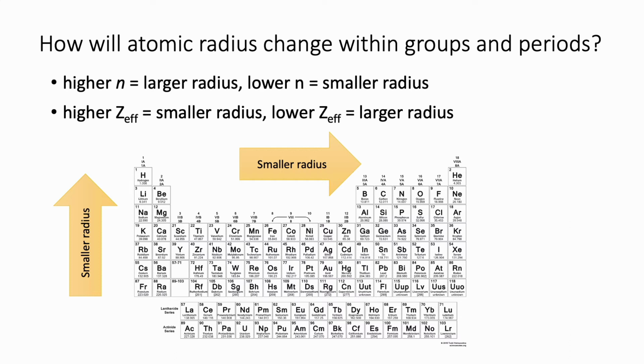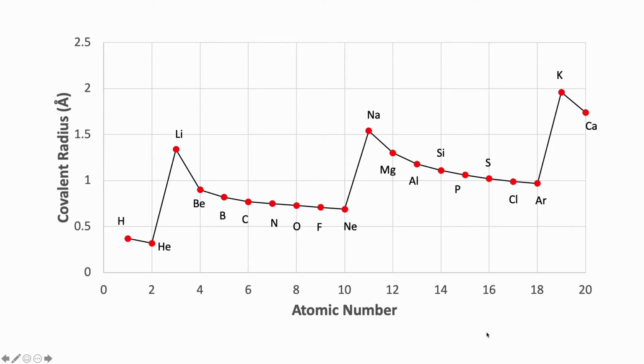So the radius is actually going to decrease as you go this way across the periodic table. So let's look at some actual atomic radii. On this graph, atomic number is on the x-axis, and the covalent radius in angstroms, which is 10 to the minus 10 meters, is on the y-axis.